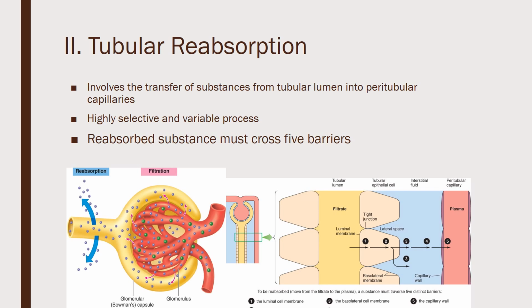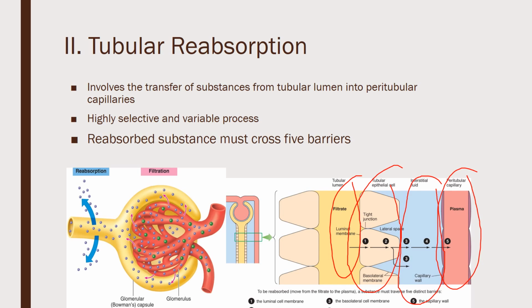All right, and so when we look at this image here, we have the filtrate, and it's going to pass then through the tubular epithelium, and then it has to pass into the interstitial fluid that's between the tubule and the vessels, and then finally enter into the peritubular capillary.